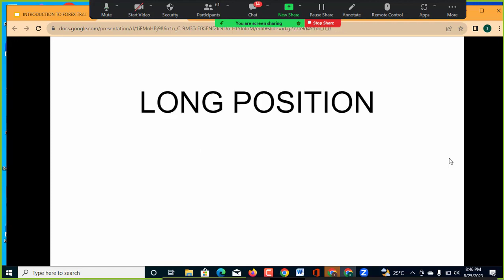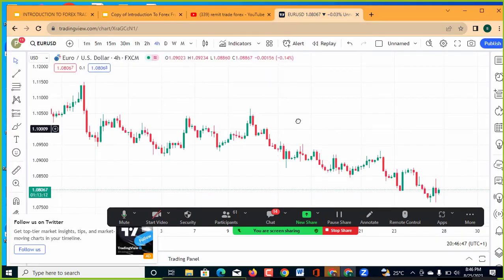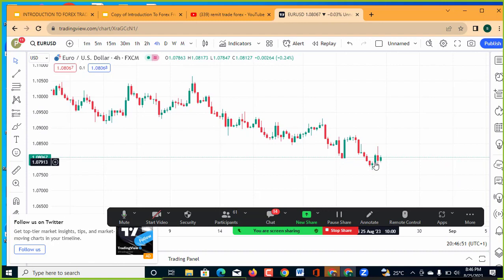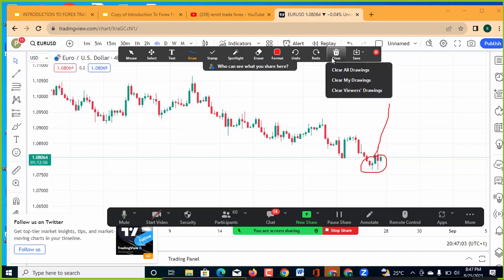Long position. What is a long position in the forex market? Those of you that trade crypto should know that a long position means that you are buying the market. Let's say, for example, the market is at this point right now, and from your analysis, you think the market is going to move up, and at this point you place a buy. When you buy, you've placed a long position. So you can say long position is equal to buy position. Long is another name for what? Buy. You can use them interchangeably.